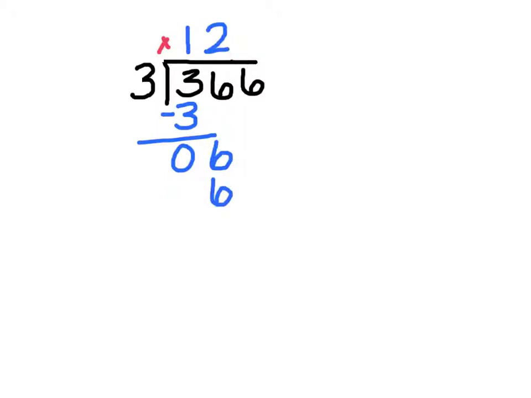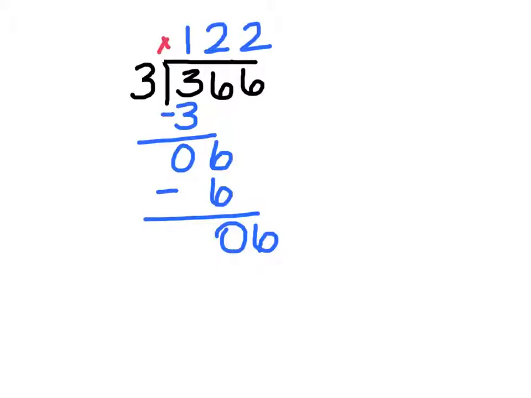How many times? Multiply, subtract. You thinking what's next? Bring it down. So we're going to bring the 6 down. Now again, I have an empty spot up on top. I need to fill that. So I have to start my song all over again. How many times? How many times can 6 go into 3 groups? Well, 2 times.